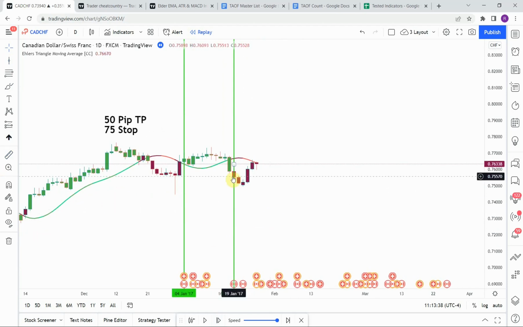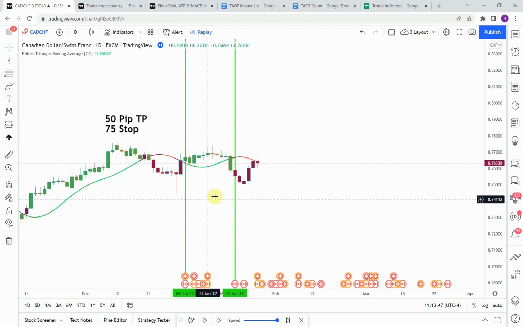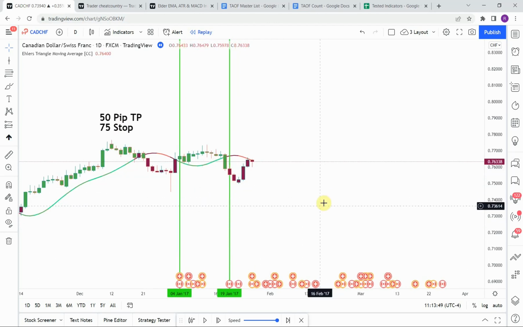Alright, second signal is a short signal. We get the switching color right here. Decent little push to the downside. Just barely comes out and hits our take profit. And so it's another winner there. Let's go ahead and continue on.